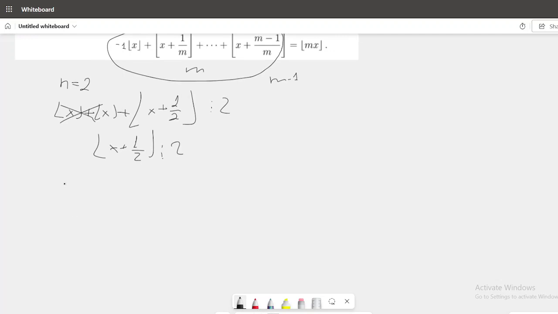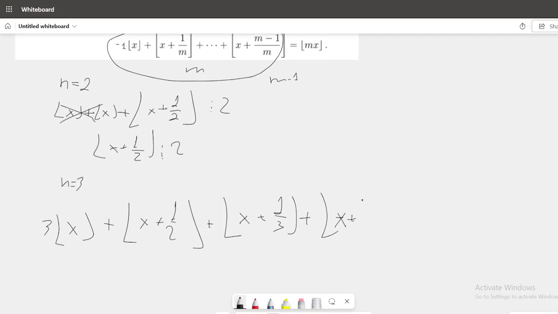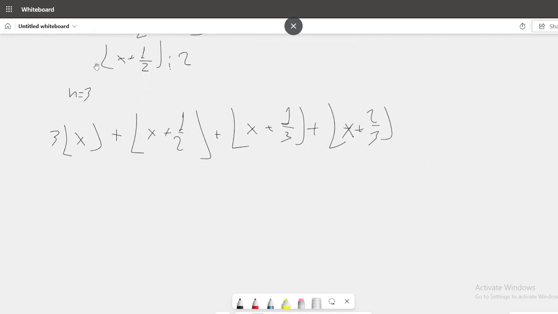And now let's try n equals 3. What will happen? We have 3 times the floor of x by Hermite's identity, plus the floor of x plus 1 over 2, plus the floor of x plus 1 over 3, plus the floor of x plus 2 over 3. Now, this is divisible by 3, and from these numbers, what can we say?